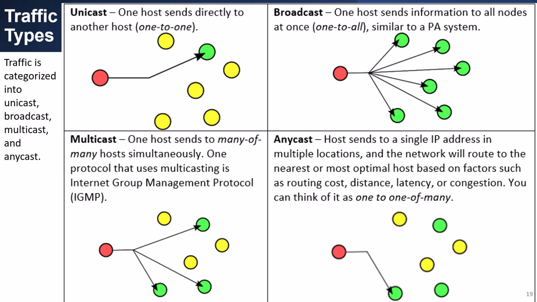Anycast is when a host sends to a single IP address in multiple locations, and the network will route to the nearest or most optimum host based on factors such as routing costs, distance, latency, or congestion. You can think of it as one-to-one of many. Anycast is used in load balancing and high availability systems and to reduce latency and improve performance globally.